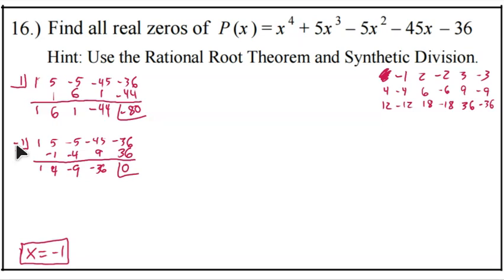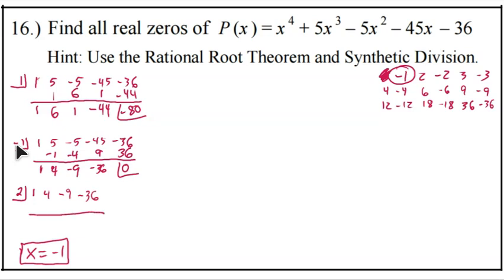Now that we have found one of the real zeros, instead of using 1, 5, negative 46, and negative 36, we can actually now use 1, 4, negative 9, and negative 36 instead. So when I test my next number, which is going to be 2, I'm going to use these 4 numbers instead. So I'm going to do 2, and then I'm going to use 1, 4, negative 9, negative 36.